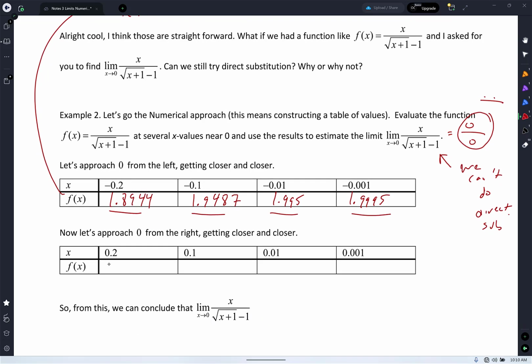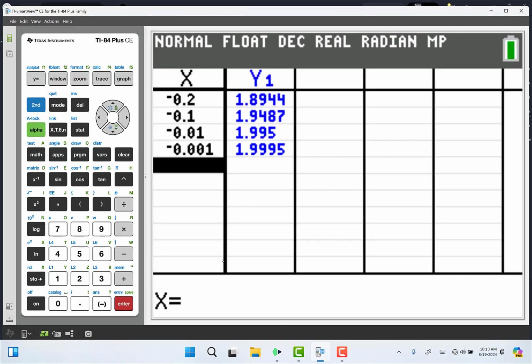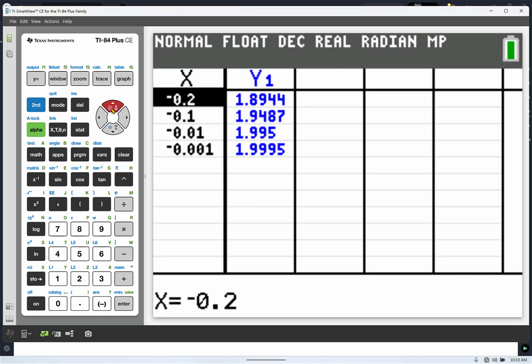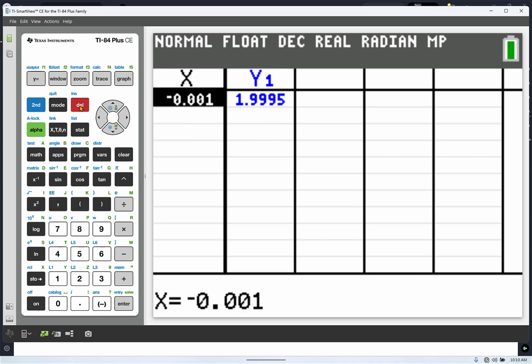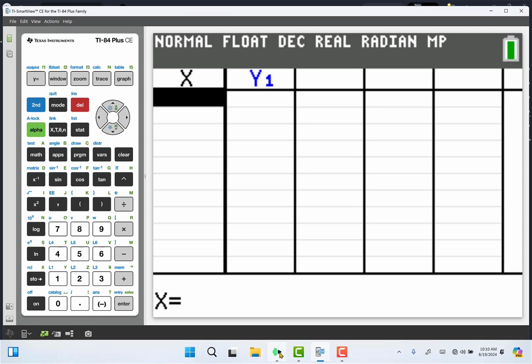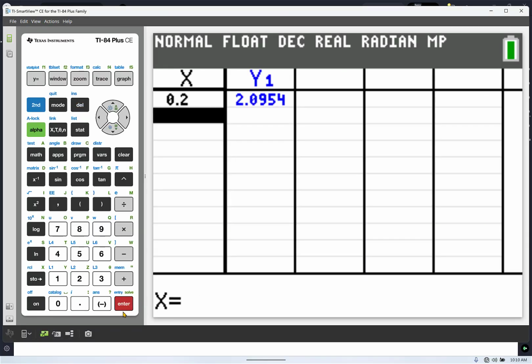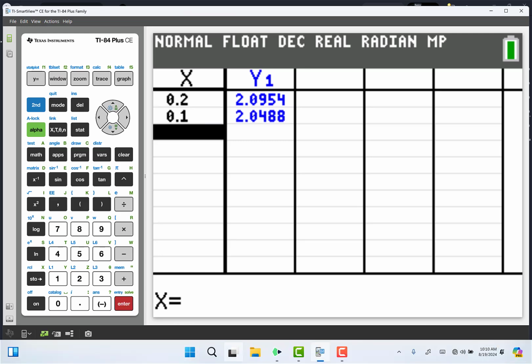Let me see what happens as you approach 0 from the right-hand side. So I'm going to go back to my calculator. I'm going to clear everything. Just push delete, delete, delete, delete, delete, delete. And I'm going to do the same thing, but from the right. So let's see. If I'm approaching from the right-hand side, so 0.2, enter. Put that number in there, 2.095. 0.1, enter. Type that number in there, 2.0488.